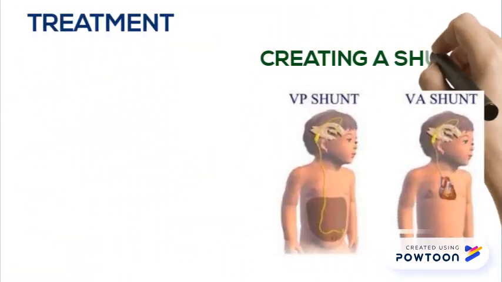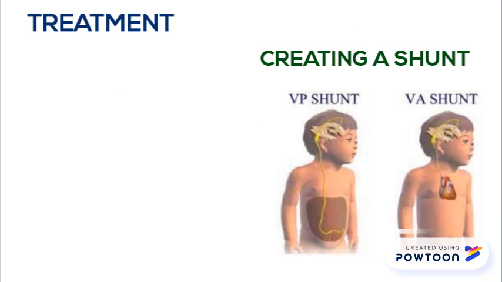So the treatment option is creating a shunt. A shunt is basically a connection between the ventricle and another area. For example, a ventriculoperitoneal shunt, in which you allow CSF to move from the ventricle to the peritoneal cavity, or a ventriculoatrial shunt from the ventricle to the right atrium.